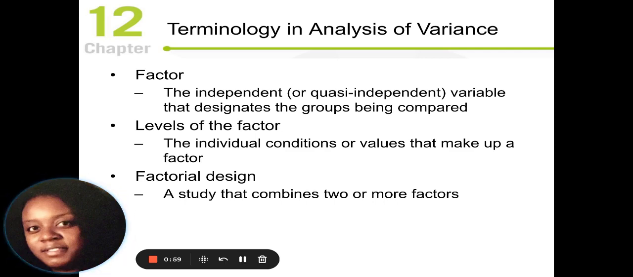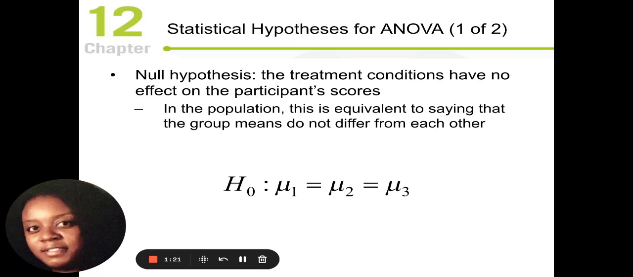For an analysis of variance, we'll have a factor, which is the independent or quasi-independent variable that designates the groups being compared. We also have the levels of the factor, which are the individual conditions or values that make up a factor. And then we also have a factorial design, which is a study that combines two or more factors. We also have the null hypothesis, which says the treatment conditions have no effect on the participant scores. In the population, this is equivalent to saying that the group means do not differ from each other. And you can see the formula that we would use to state the null hypothesis.